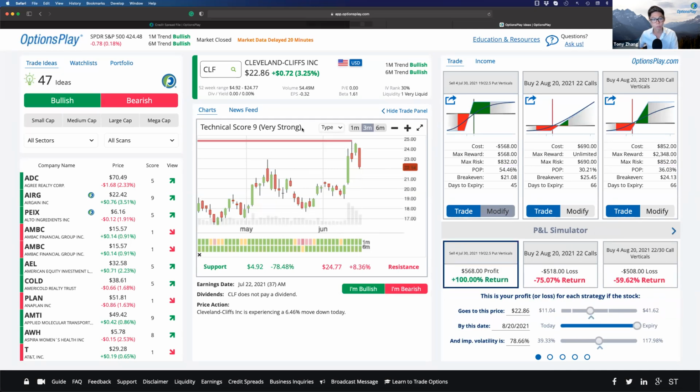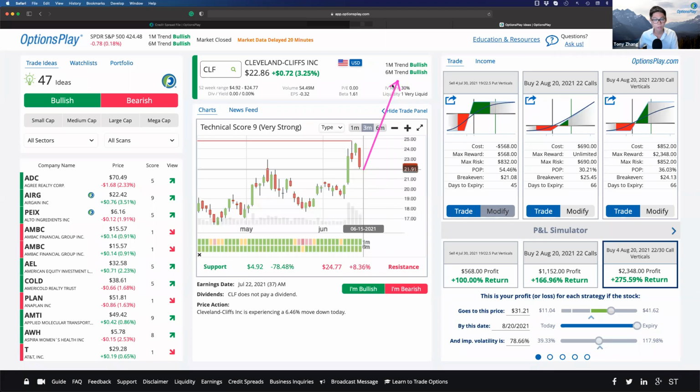Let's say the stock doesn't move. The stock's just staying around 2286. If I sold the credit spread, I make $568. If I bought a debit spread, I lose $508. However, if the stock goes higher, let's say it goes up to 25, 26, 27, I only make $568 because that's the most I can ever make on a credit spread. But on a debit spread, the higher it goes, the higher the profits that I make. For the same amount of risk, $852 worth of risk, I can potentially make double that. I can even make more than double that. $2,300 is the max gain on a debit spread.